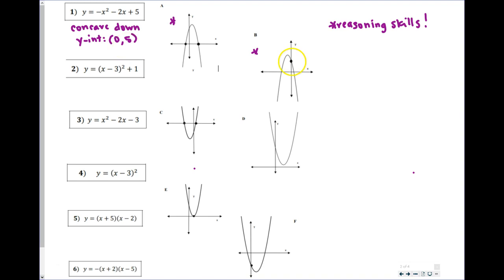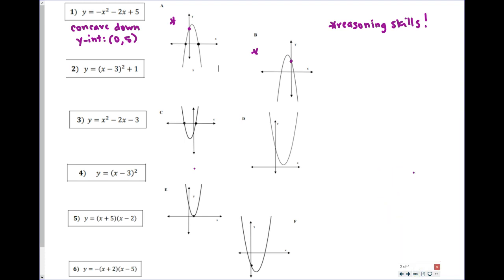Well, this guy has a point already plotted at (0, 5), so it might be B, but I could also argue that that might also be at (0, 5). So I'm going to wait on number 1, because I know it's either A or B, but I might get some more information later that helps me narrow this down. Okay, so let's go to number 2. I'm going to hold off on that one a little bit.